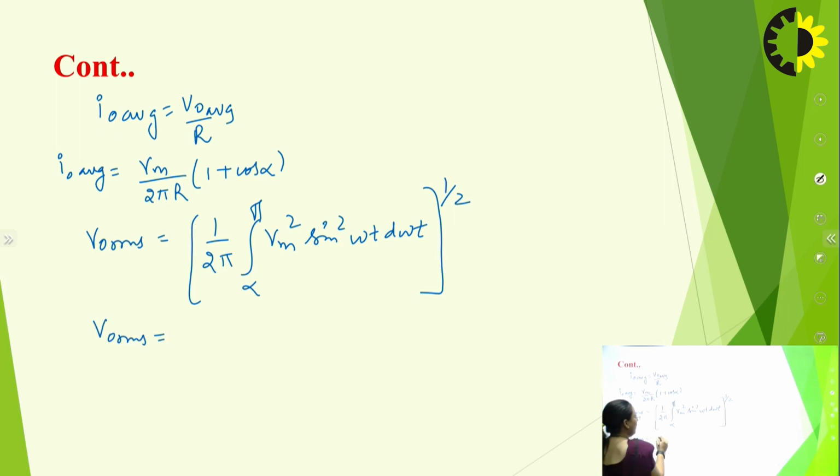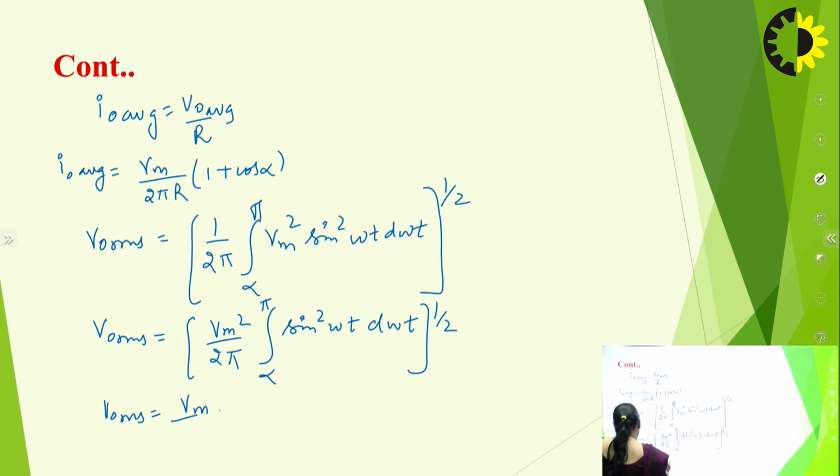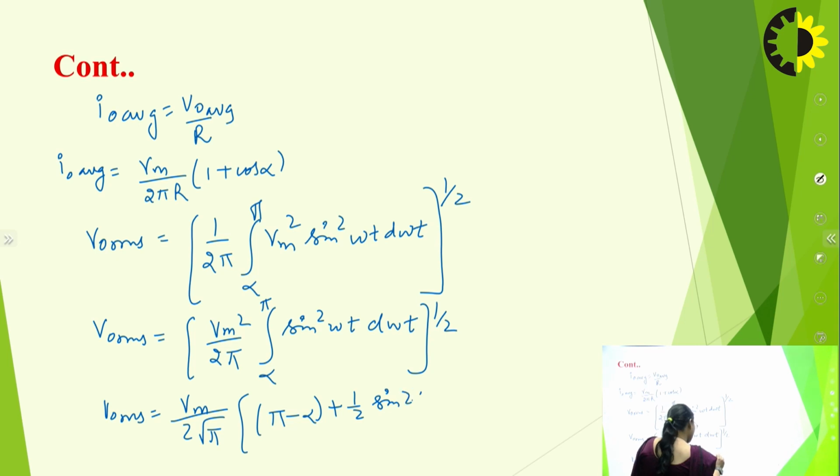If we solve it out, then you can see here Vm square upon 2 pi, and from alpha to pi, and sin square omega t can be written as (1 minus cos 2 omega t) by 2, okay? And after solving this, we'll be getting the value of V naught RMS equal to Vm upon 2 root pi, (pi minus alpha plus 1 by 2 sin 2 alpha) raised to the power 1 by 2.